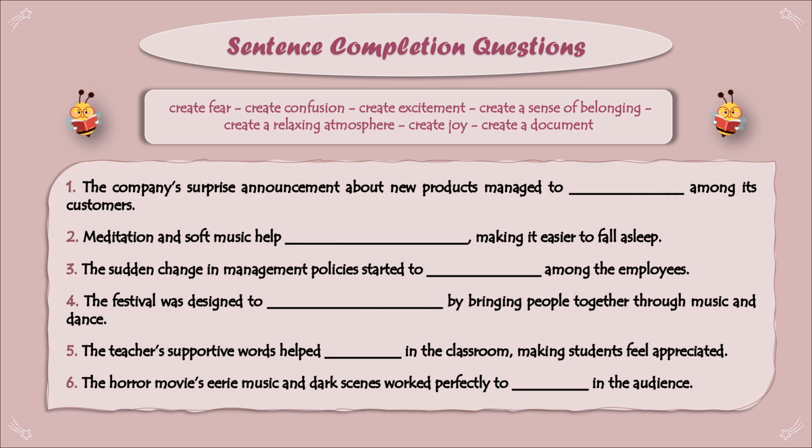Sentence completion questions. Read the sentences below and fill in the blanks with the correct collocations from the list. Create fear, create confusion, create excitement, create a sense of belonging, create a relaxing atmosphere, create joy, create a document.